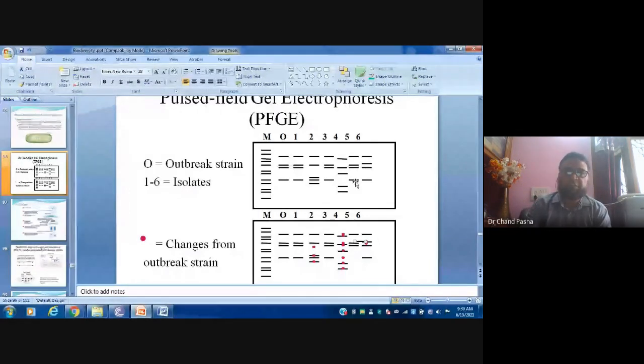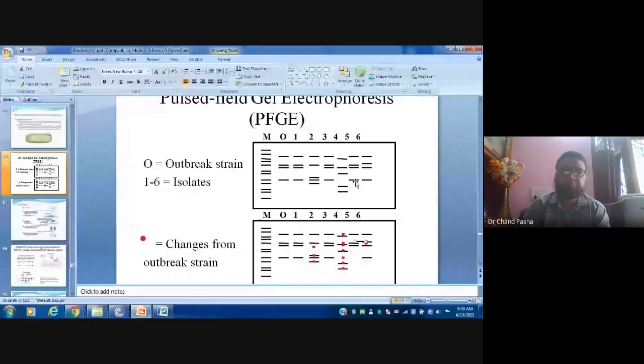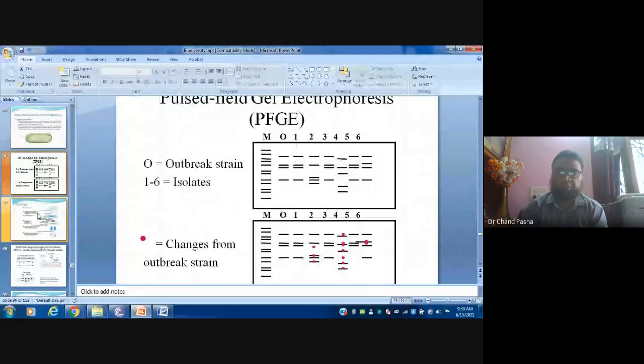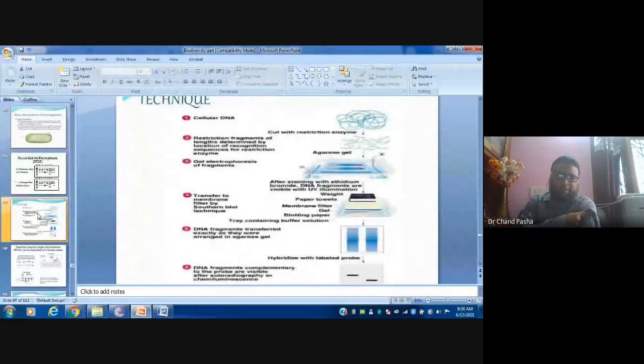This is about pulsed field electrophoresis. And this is another technique, RFLP. RFLP is also used for unculturable bacteria. Earlier, pulsed field electrophoresis was used for both, but we use pulsed field electrophoresis more for unculturable bacteria. RFLP is also used for unculturable bacteria, and it can also be used for culturable bacteria.